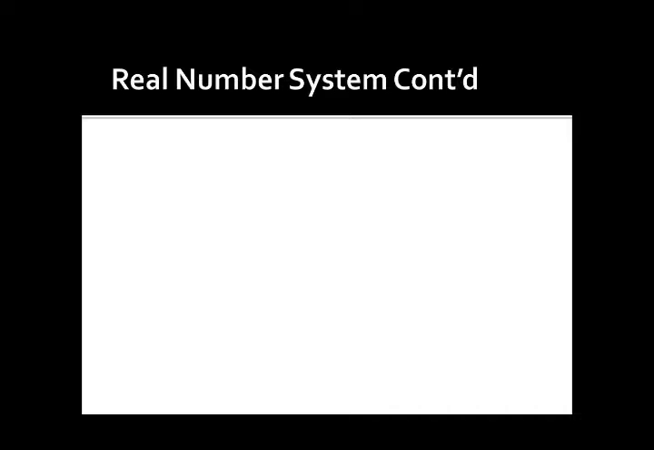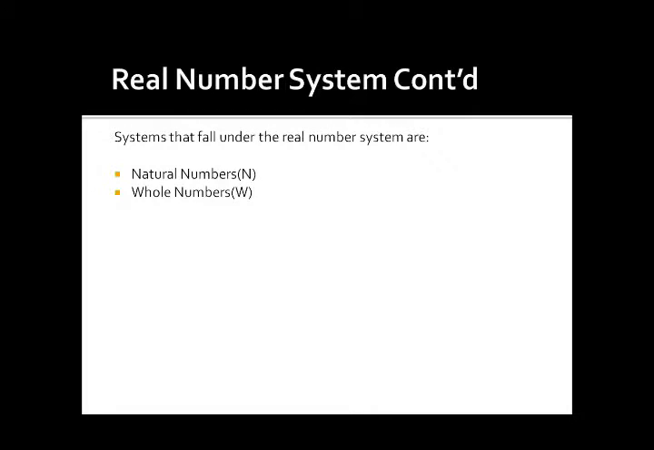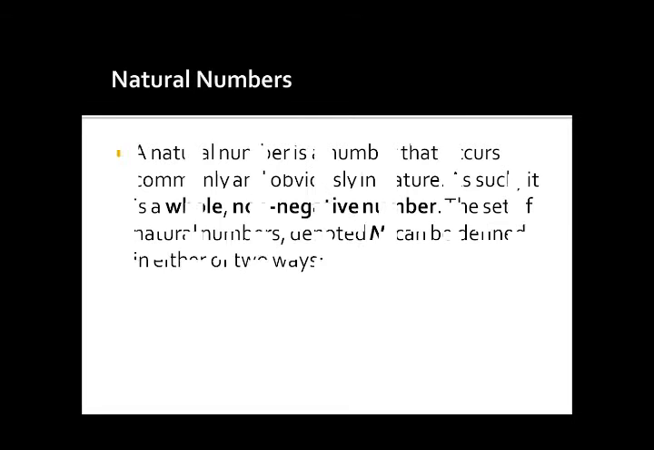So, the real number system continuing. The systems that fall under the real number system are natural numbers, whole numbers, integers, rational numbers, and irrational numbers. So the first thing we learn is natural numbers.